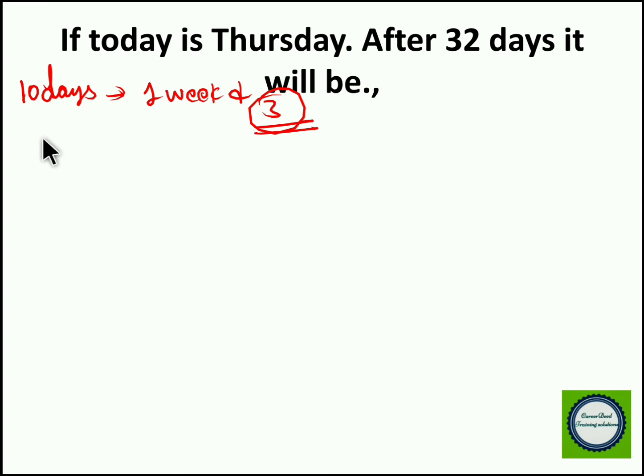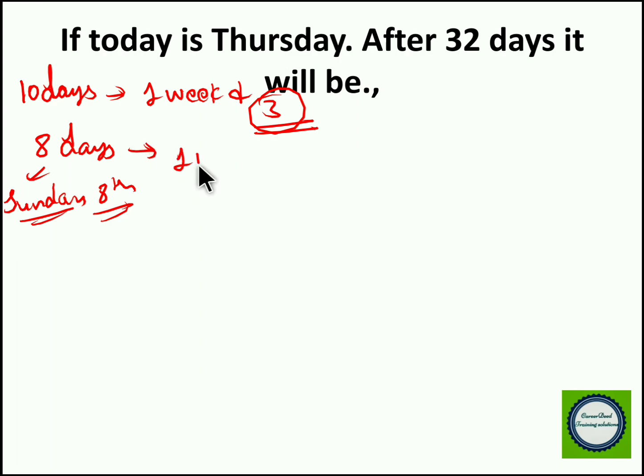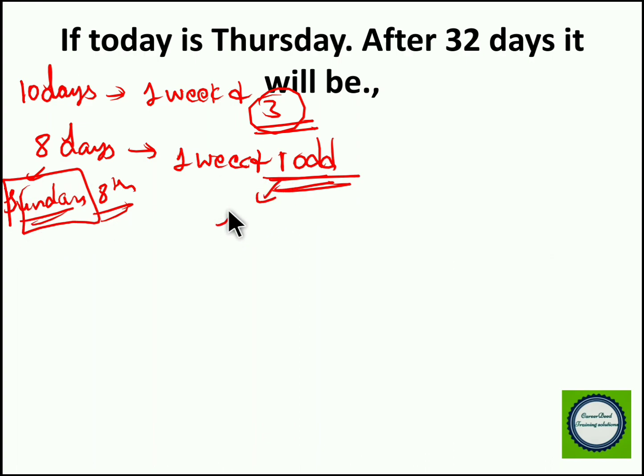Now let's have a basic example. In 8 days, if the first day is Sunday, then what is the 8th day? In 8 days, we have one complete week as well as one odd day. Now if the first day is Sunday, then the 7th day will obviously be Saturday. Then the 8th day, that one odd day, will be the same as the first day, which is Sunday. So the answer for this question is Sunday.